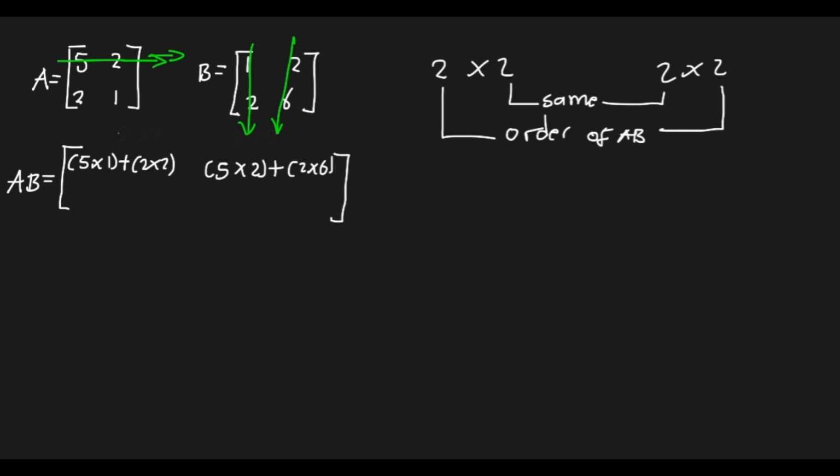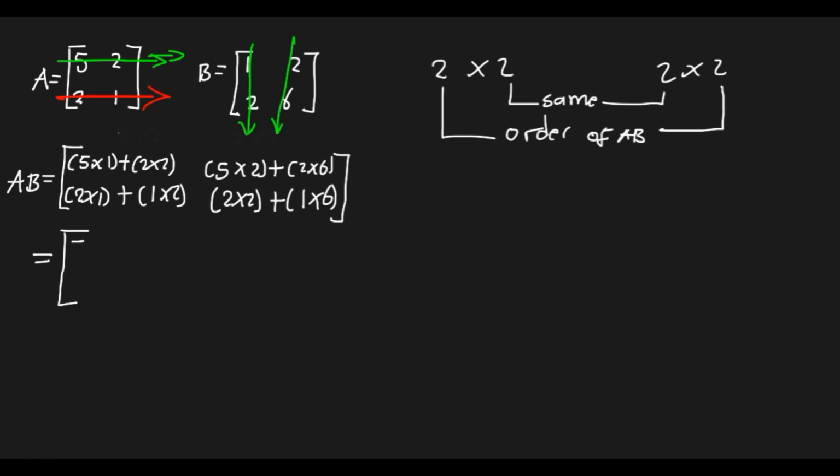Now we look at the second row of the first matrix, then we'll do the same. So it's row by column. We can see that we have 2 times 1 plus 1 multiplied by 2. Then it's 2 times 2 plus 1 multiplied by 6. So let's simplify our answer.